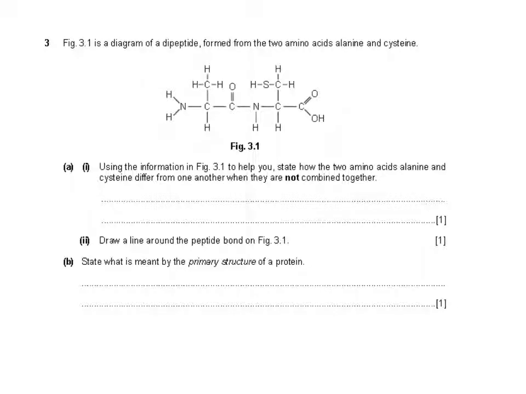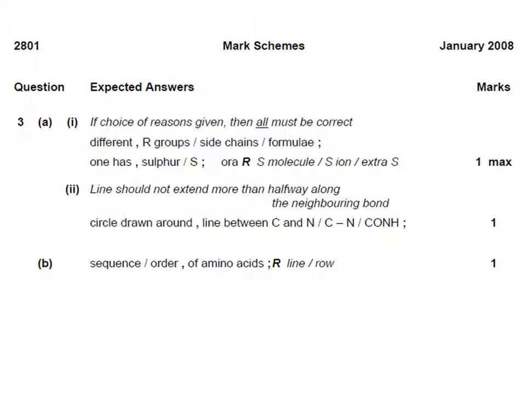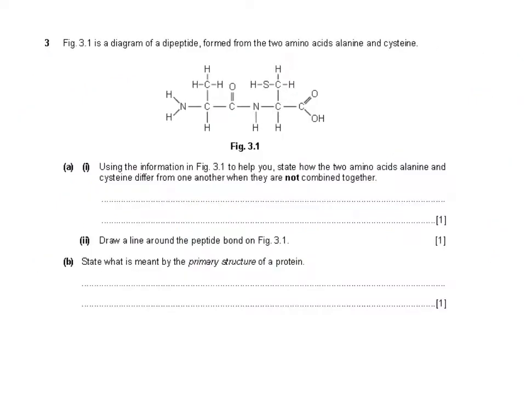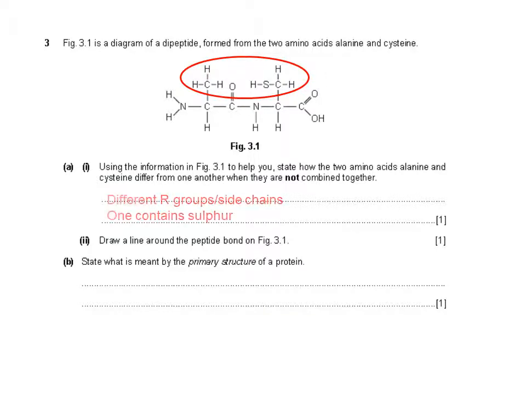Let's have a look at the mark scheme. The mark scheme is expecting you to identify that because these are two different amino acids, they're going to have two different R groups. So if you had just mentioned that they've got different R groups, that would be your 1 mark. If you had identified the fact that one of the amino acids contains sulfur and the other one doesn't, then that would be another worthy mark. So if we look at this molecule here, at the top of the molecule we've got the two different R groups, which I've highlighted in red, and the two possible answers for your 1 mark.